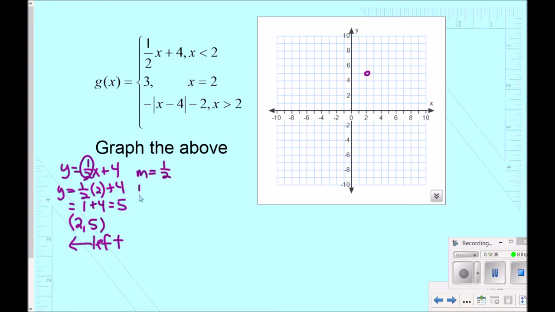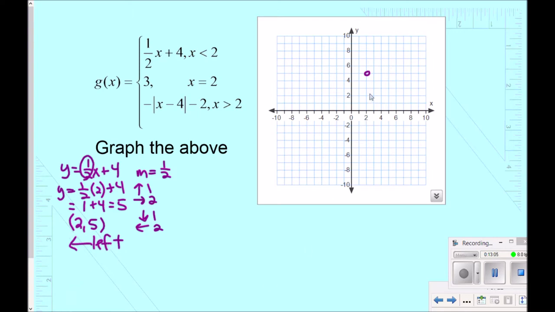which is normally rising 1 and running to the right 2. But we just said that we want to go to the left 2. So if I want to go to the left 2, then I have to go down 1 instead of up 1. So I'm going to go down 1 and to the left 2. And that will be okay because that's the same thing as going up 1 and to the right 2. But I'll have the correct portion of the graph, which is the left side of that point.